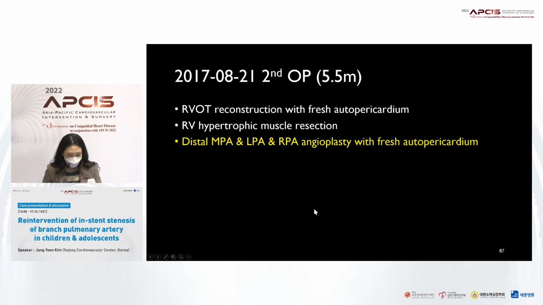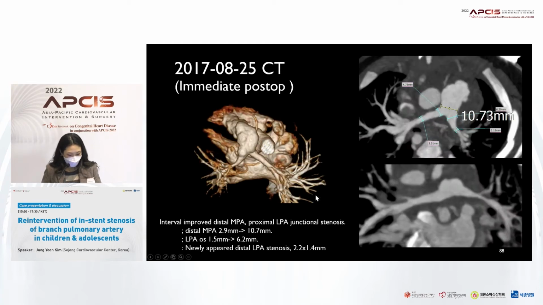So he underwent RVOT reconstruction, distal MPA and LPA, and RPA angioplasty with fresh autopericardium at the age of 5 months old. This is the immediate post-op CT scan, which shows improved distal MPA stenosis and both PA junction stenosis, but you can see newly developed distal both PA stenosis below the hilar portion. You can see.